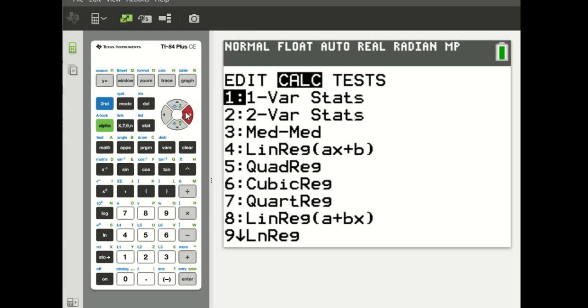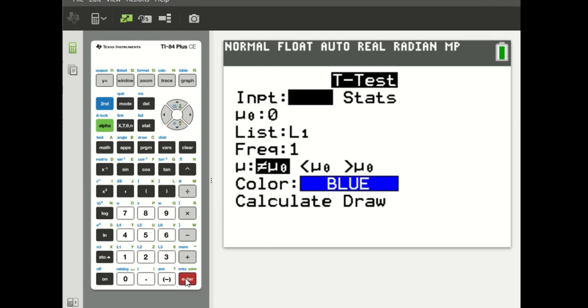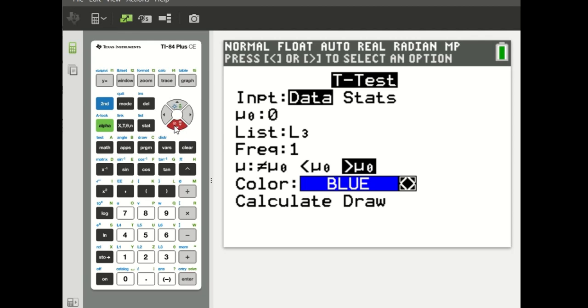that we put in L3. So we're going over to tests, down to t-test, and then we're using the data, that is L3. Our assumed mu is 0. Remember that that's basically saying that there's no difference. The list comes to us from L3, and we're interested in a mu that is greater than that 0, that mu sub 0, the assumed mean. So we go down to calculate, and we get our data.